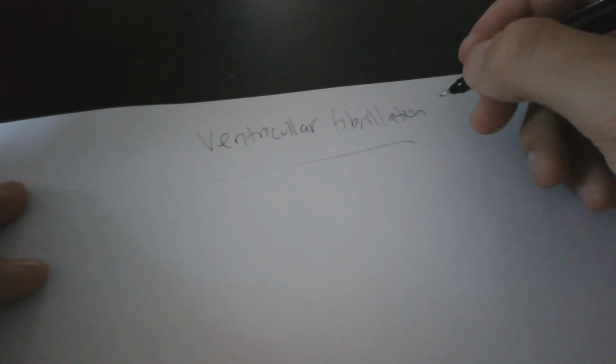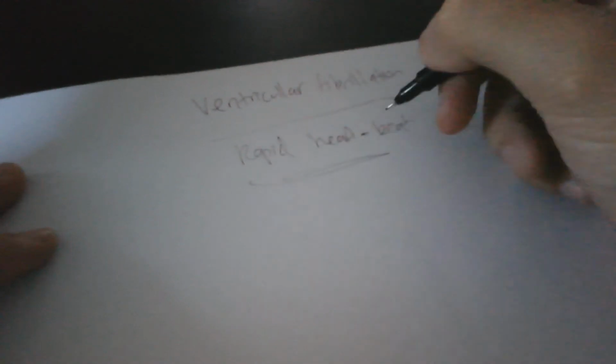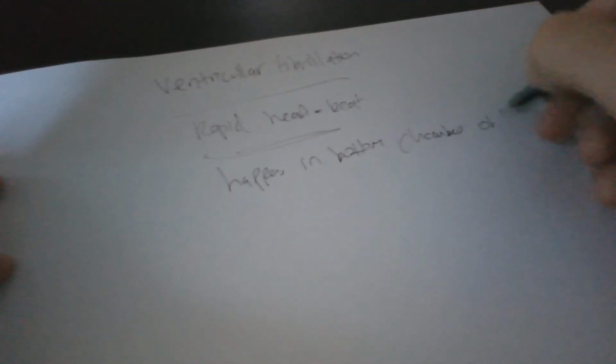Okay, now I want to talk about ventricular fibrillation. Another big word. I don't know if you can see this ink. It's a bit dim. It's another life-threatening heart rhythm condition. Okay, results in a rapid heartbeat. So rapid heartbeat happens in the bottom chambers of the heart. Okay, can be triggered by a heart attack.